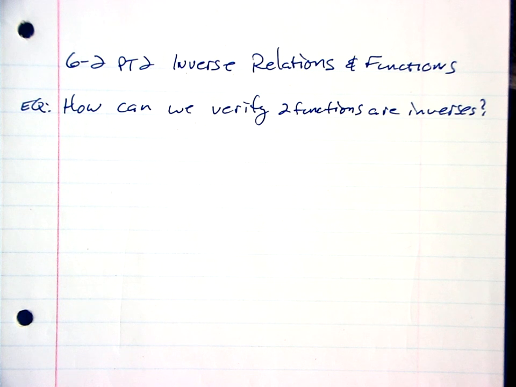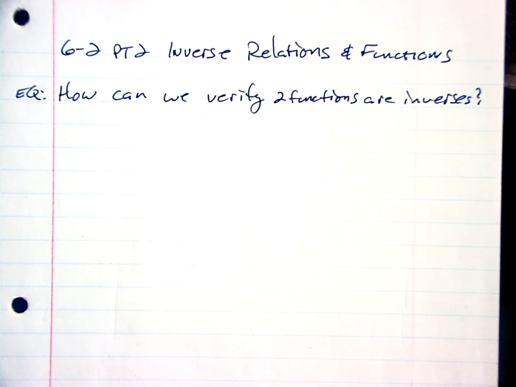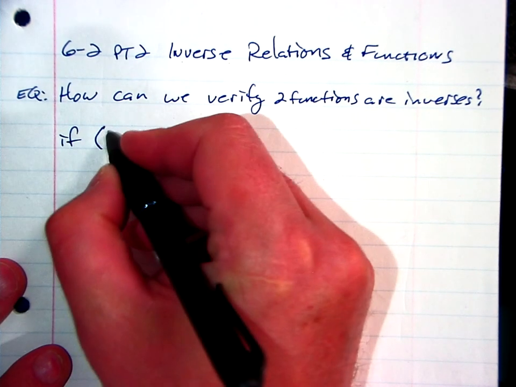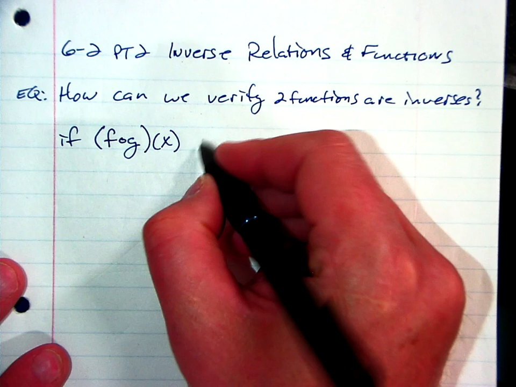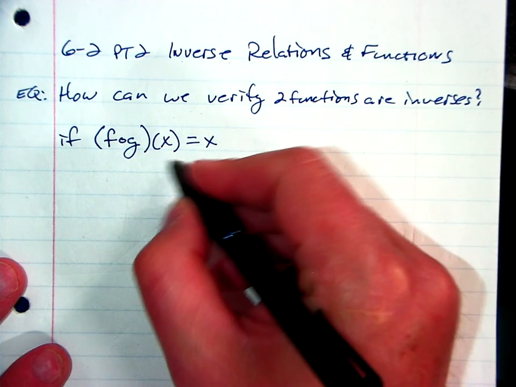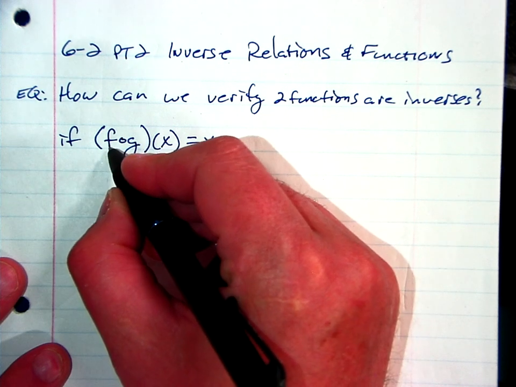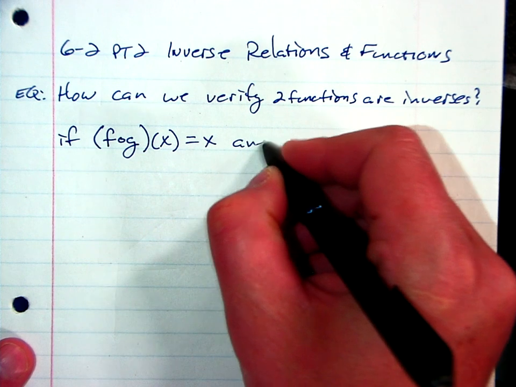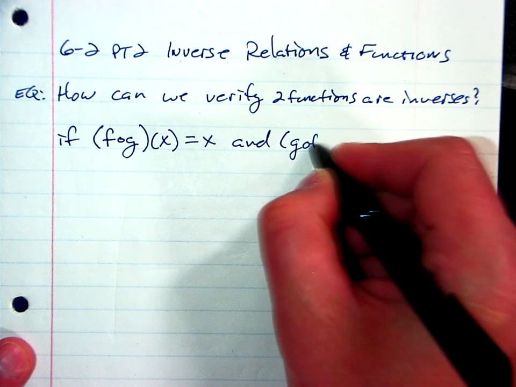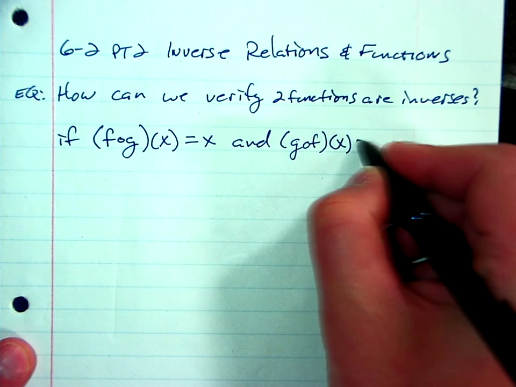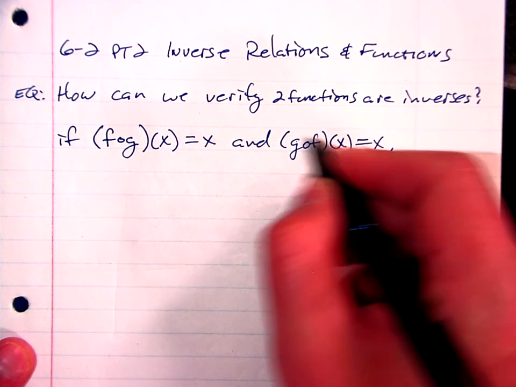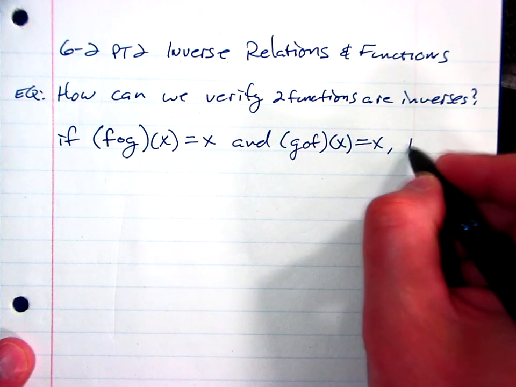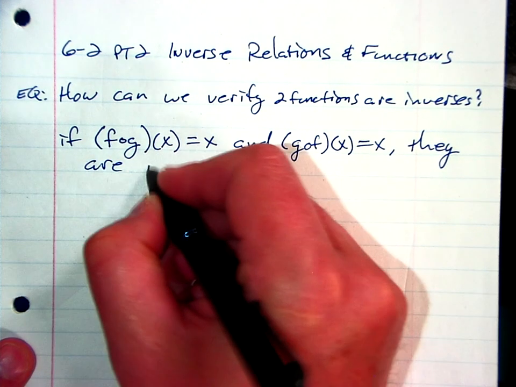How can we verify two functions are inverses? Alright, here we go. Let's get started. Remember, this is not fog, it's f of g of x equals x. So if you take g of x and plug it into f of x and it comes out to x, and g of f equals x, so if you plug g into f and it comes out to be x, and then you plug f into g and it comes out to x, guess what? They are inverses.